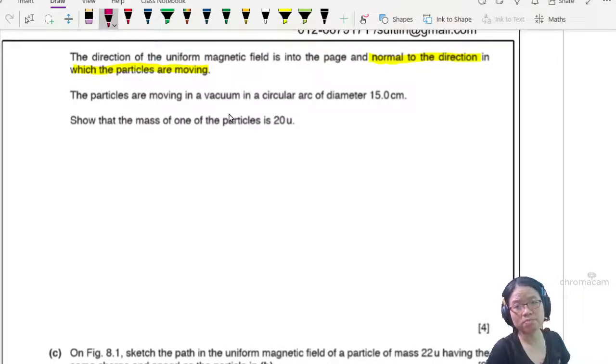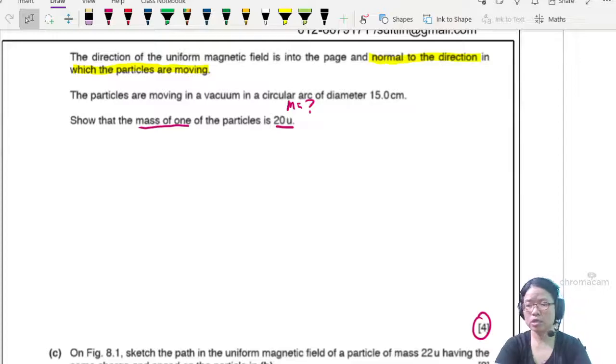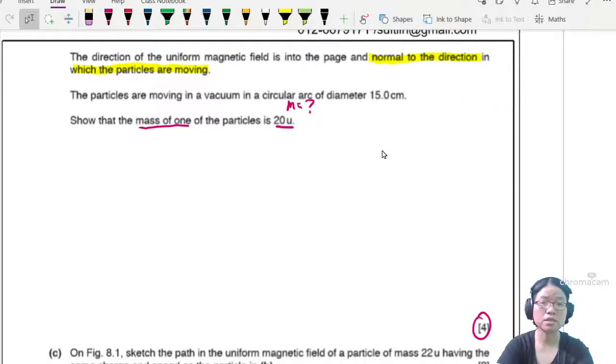Particles are moving in a vacuum in a circular arc of diameter 15.0 cm. Show that the mass of one of the particles is 20 u. 4 marks. So we are trying to find m. In case you forget what u is, u is the unified atomic mass unit. In case you wonder how you will know that, you can actually find this on the first page of your exam book or your answer sheet. This is called the unified atomic mass unit, and I'm going to paste it here for you.